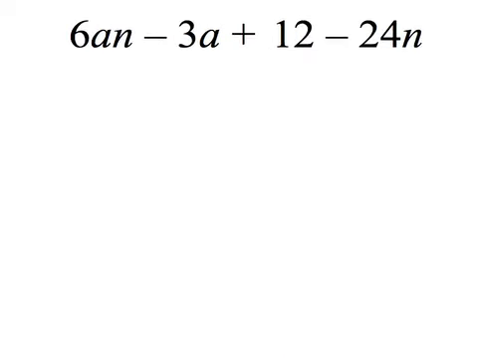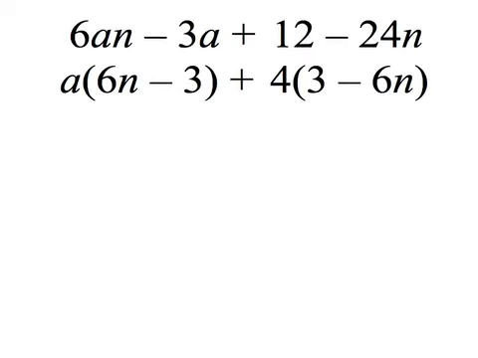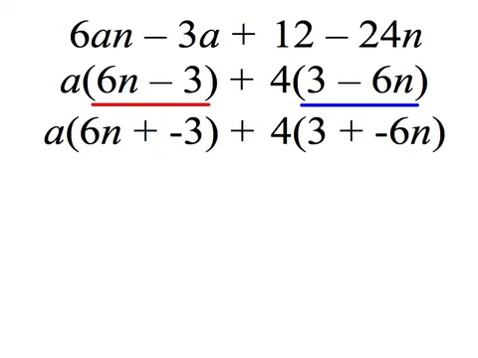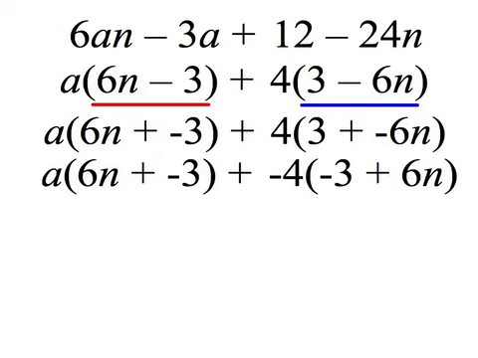We'll try another example. In the first two, our common factor is a. In the second two, our common factor is 4. But we look at those two binomial factors, and they're opposites of one another. One is 6n minus 3, and the other is 3 minus 6n. So we're going to rewrite both of them as adding the opposite. And then in the second group, we're going to factor out a negative, or negative 1.